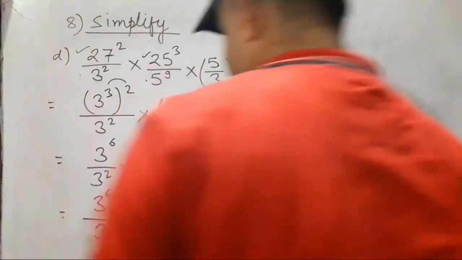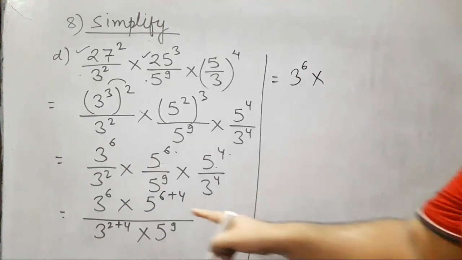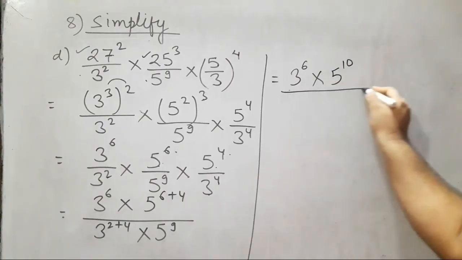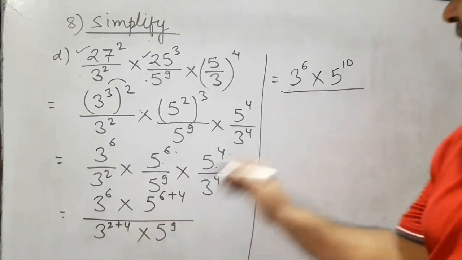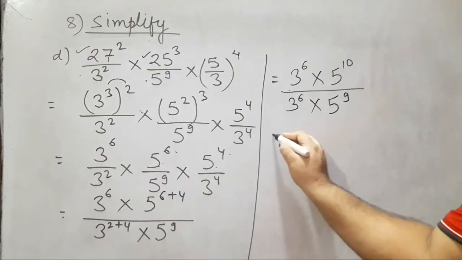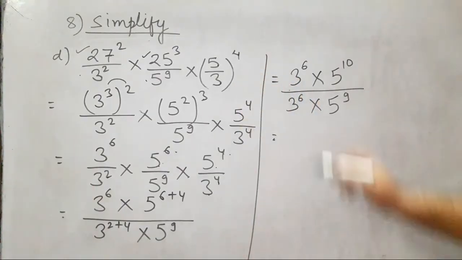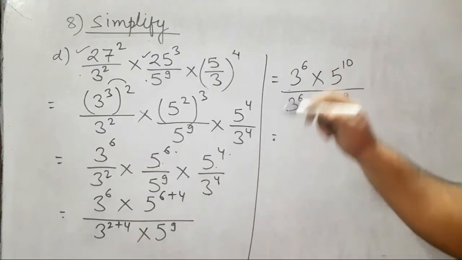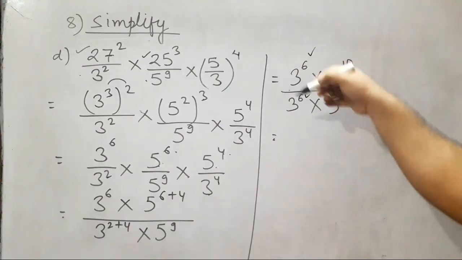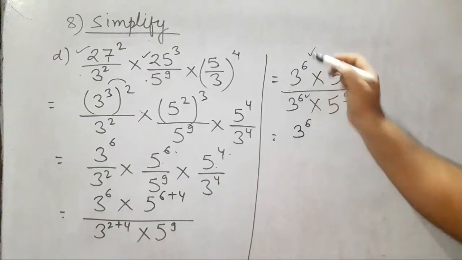Equal to 3 power 6 into 5 power 6 plus 4, 5 power 10, by 3 power 6 into 5 power 9. 3 power 6, 3 power 6. Now do not cut directly. Let's follow the laws of indices. Since the bases are same, you can subtract any power from any. So 3 power 6, I shall subtract this from this. It is the same thing.